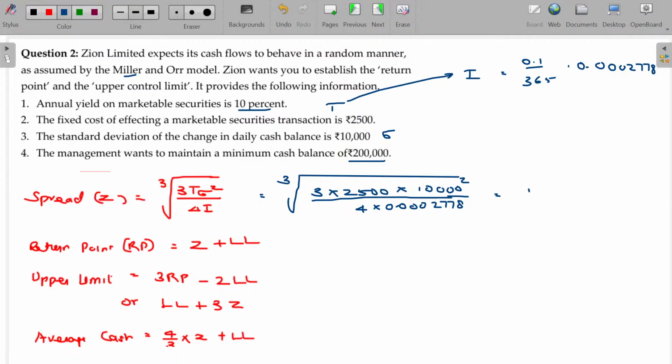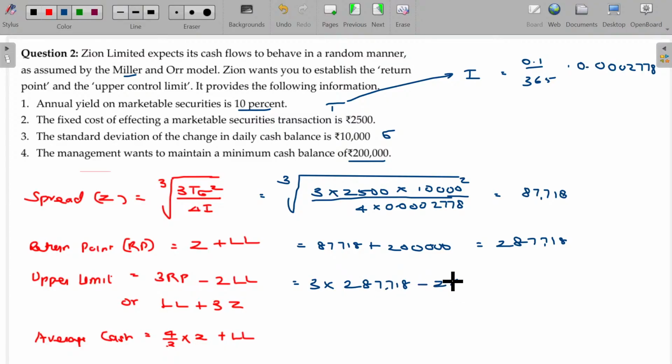And the answer being 87,718. This value being Z, 87,718, lower limit being 2 lakhs, and this value being 2,87,718. Here you can use one of the two formulae: 3 into 2,87,718 minus 2 into lower limit 2 lakhs. The ultimate value being 4,63,154. This way also you get the same answer.